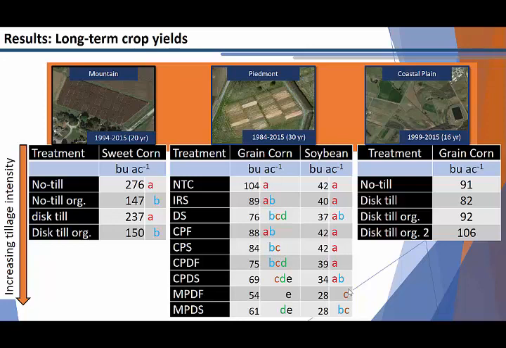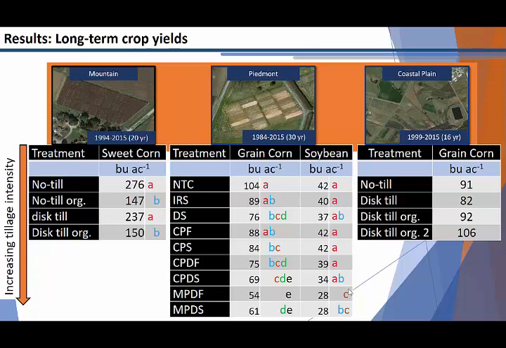We have the mountain location, the Piedmont location, and the coastal plain location. And we have the yields here at the mountain location where I have treatment intensity or tillage intensity going from top to bottom. So no-till is going to be at the top, and then the most intense tillage is going to be at the bottom. At the mountain location, we had sweet corn, and I have it listed here in bushels per acre, but that's a little misleading because it's not green corn, so don't interpret it the same way as you would green corn.